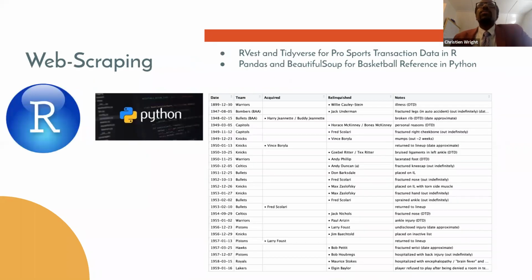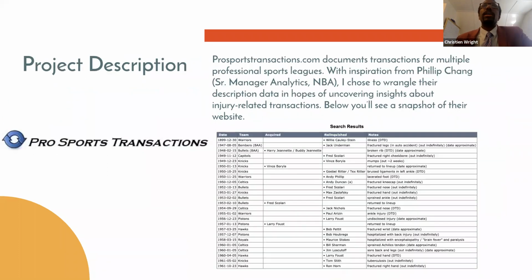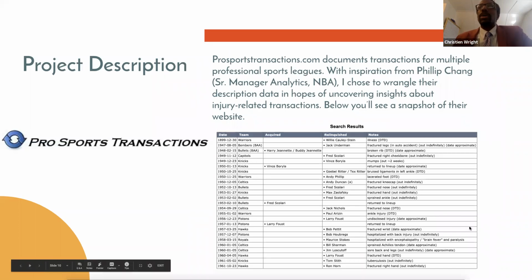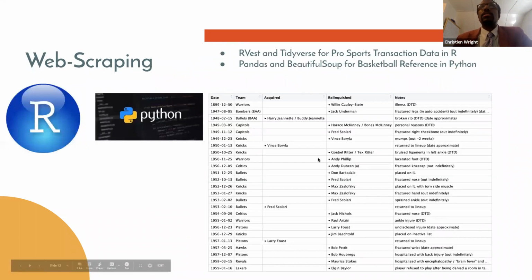So, how I retrieve this data. As you saw a couple slides back, right here, this is directly from the website, and this is the data that is in my local environment in my RStudio. I used rvest and Tidyverse to scrape data from the Pro Sports Transactions website. In doing this, it allows me to collect data and transform that data any way that I please. And then I also use Pandas and Beautiful Soup for Basketball Reference in Python.